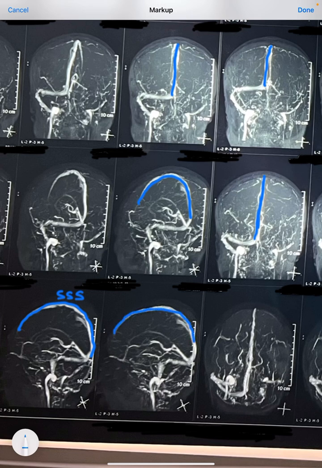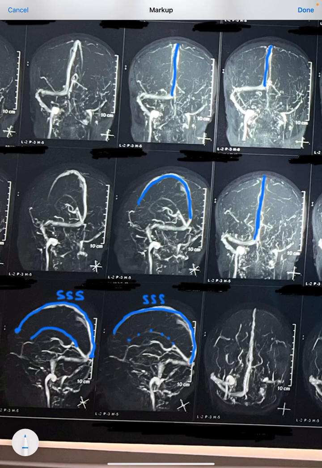This is also superior sagittal sinus. So you can trace it all from frontal up to the occipital cortex. So this is superior sagittal sinus. The same way we have inferior sagittal sinus. So we can trace this. This is inferior sagittal sinus.